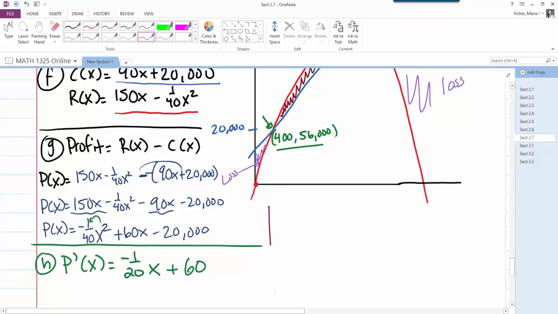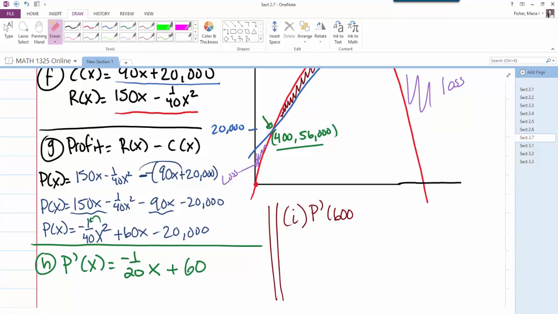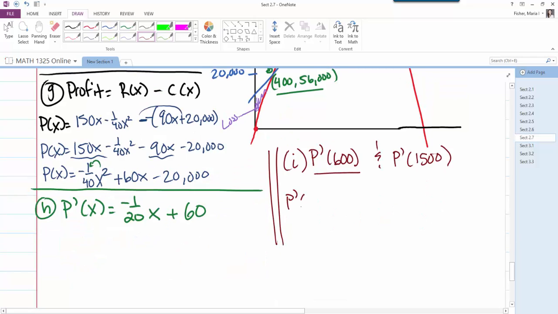The last part of this problem, part I, is asking us to find P prime of 600 and P prime of 1500 and interpret our results. Well, how do you find this? Again, you just plug it into your marginal profit function. So it's going to be whatever negative 1/20th times 600 plus 60 is. So we end up with P prime of 600 in this case is equal to 30.